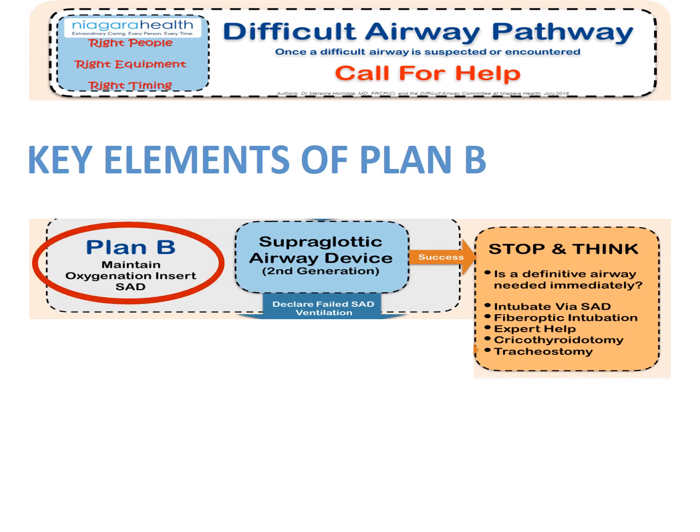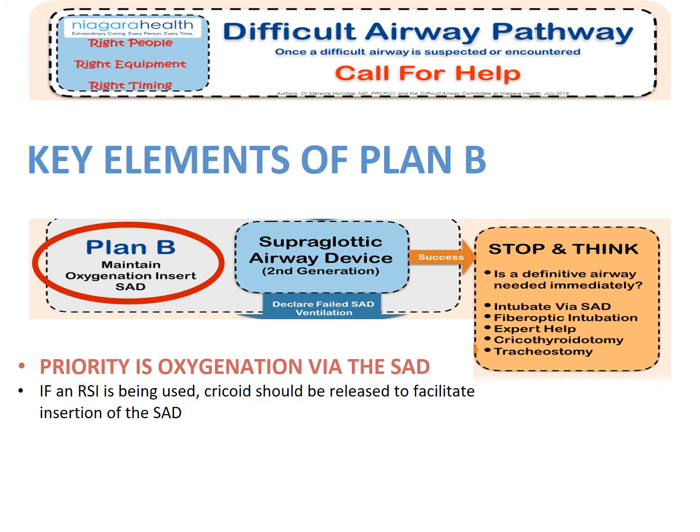So what are the priorities of Plan B? Well, the priority is, again, maintaining oxygenation of the patient via the supraglottic airway device. Again, paramount. We need to get oxygen to our patient at all components in this pathway. So if we're using an RSI and we haven't been able to get it in, and you're going to place a supraglottic airway device, you need to release that cricoid pressure in order to get that supraglottic airway device into the back of the oropharynx and allow it to seal and sit properly.